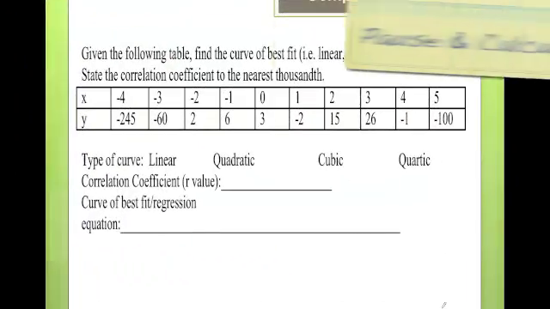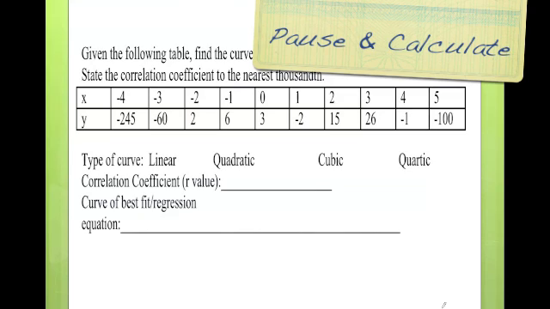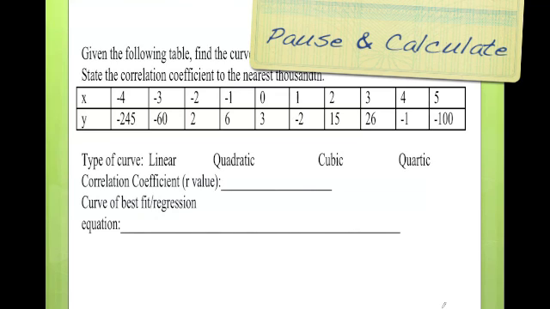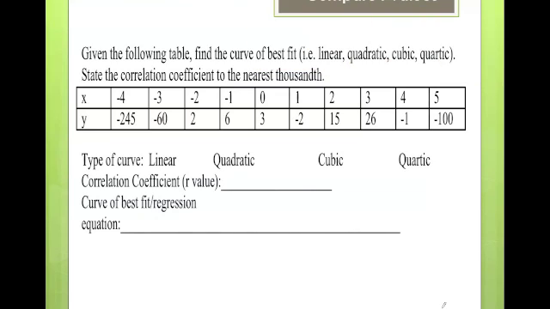Okay, let's try another one. Given the following table, find the curve of best fit. State the correlation coefficient to the nearest thousandth. So pause the video, enter the data, look at the linear regression, the quadratic, the cubic, and the quartic, and figure out which one you think is best. Find the R value and the curve of best fit, and then start the video again to have some discussion on it and see the answers.